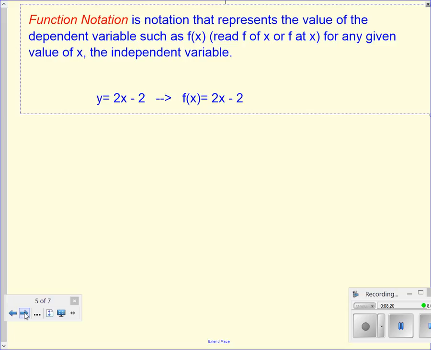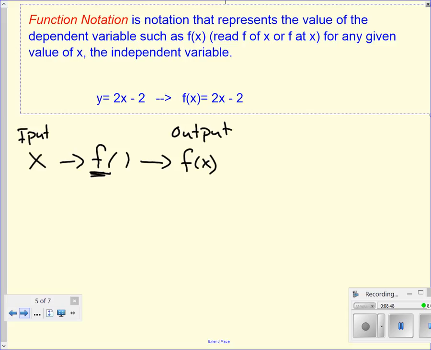What we have is an input that I'm going to call x. Then we have a set of instructions. So this is f, the function, whatever it is, f at whatever. And then we have the output. So whatever I get, f of x.